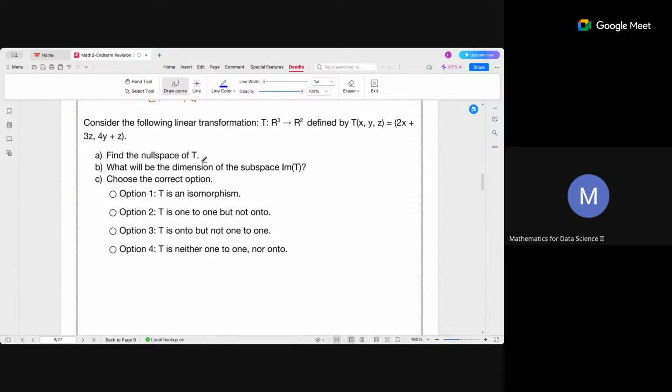How do you find the null space of T? T of x comma y comma z should be 0 comma 0. That means 2x plus 3z is equal to 0, and 4y plus z is equal to 0. Right? So you can write z as minus 2 by 3 x. And you can write y as minus z by 4.